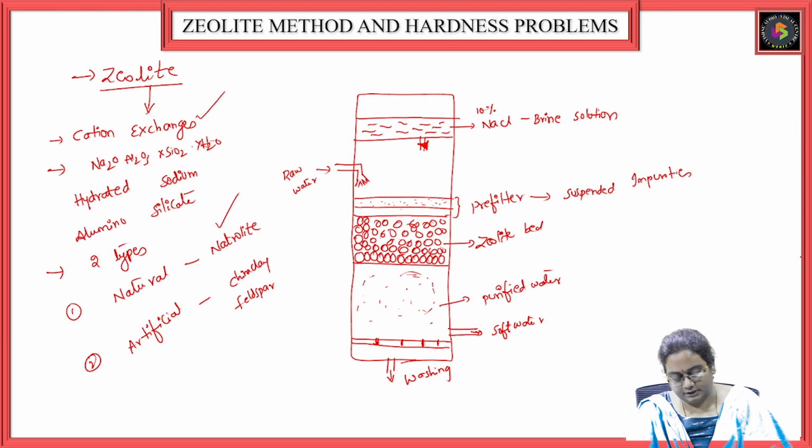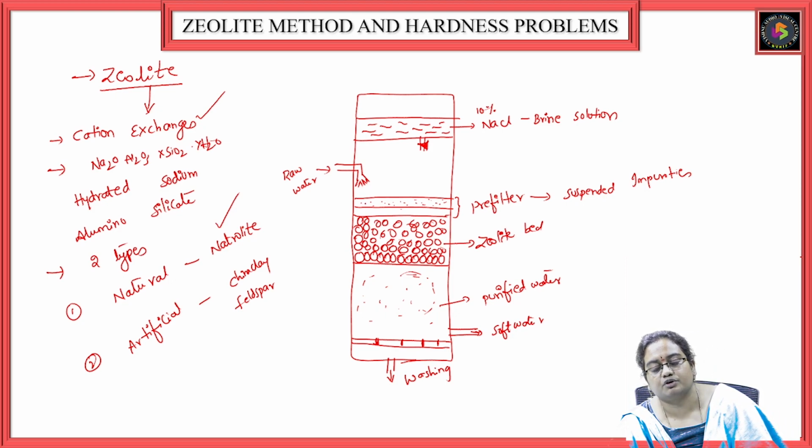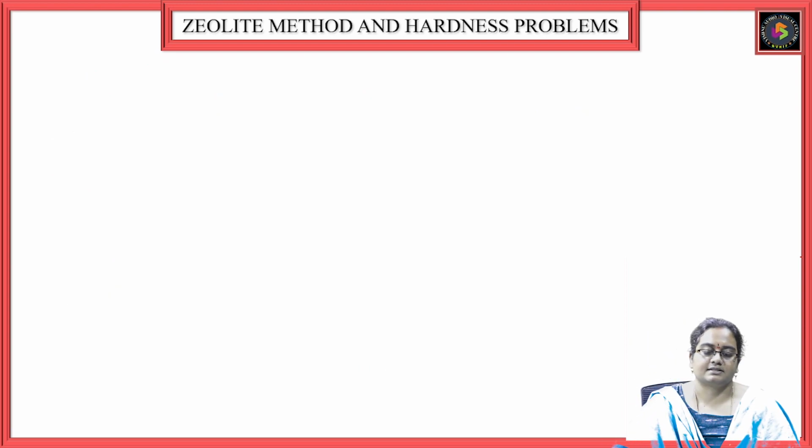What is the process happening here? First, whenever raw water is sent into the zeolite chamber, what is happening here? The filtration takes place. Later, what is happening? The zeolite is removing all the cations, the hardness causing salts. How is it happening? Let us see.